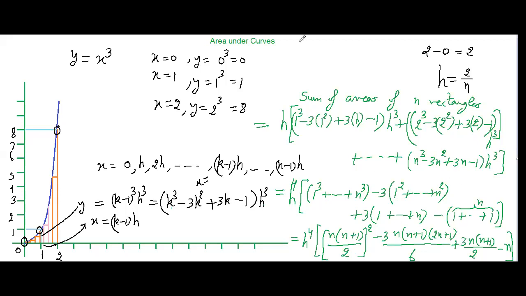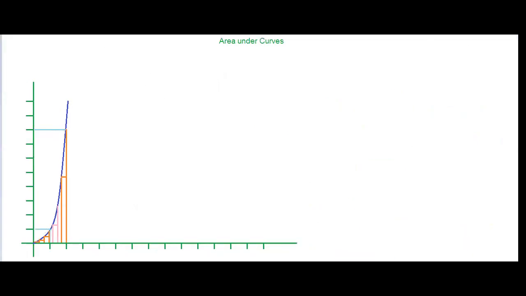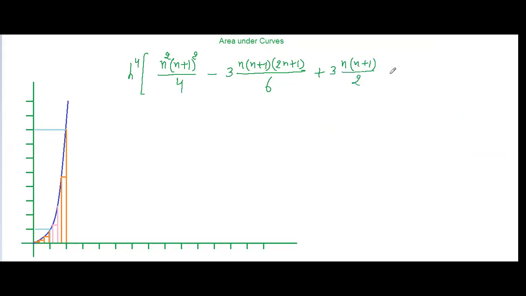So I am going to the next page. I am writing the same expression here: h power 4, the square of n into (n plus 1) by 2 can be written as n square into (n plus 1) whole square divided by 4, minus 3 times n into (n plus 1) into (2n plus 1) divided by 6, plus 3 times n into (n plus 1) by 2, and minus n.